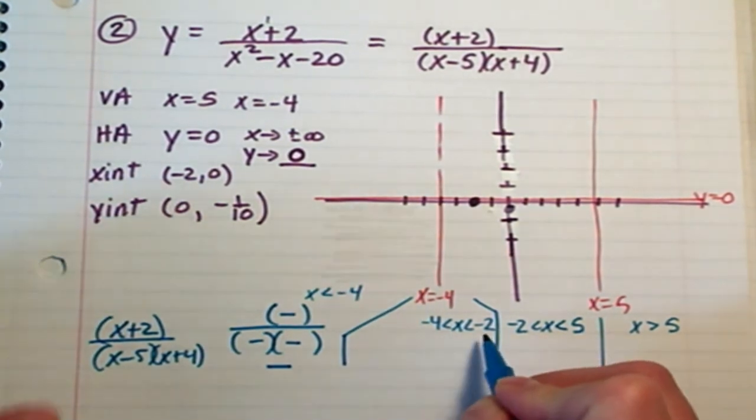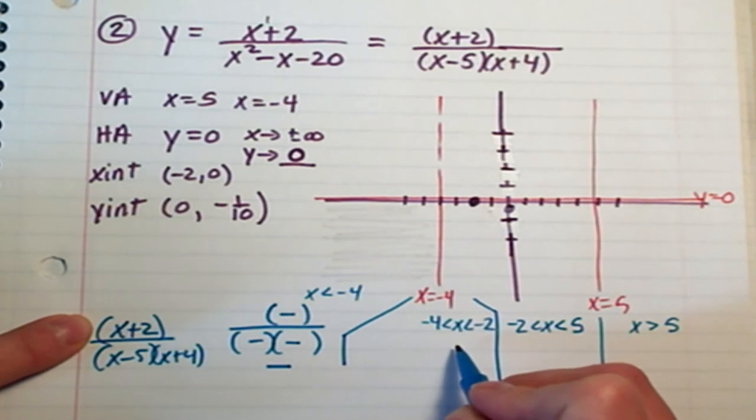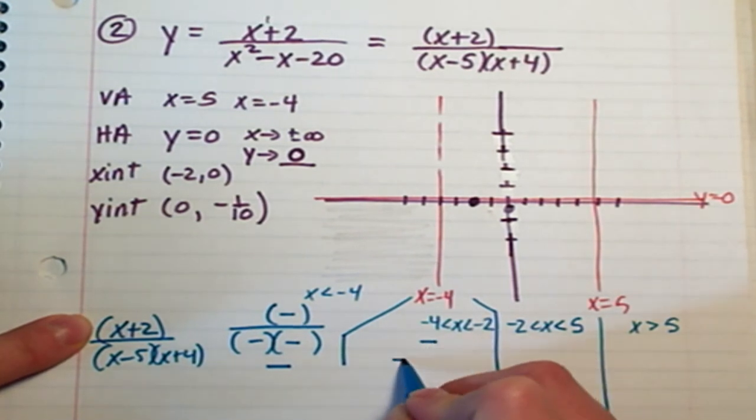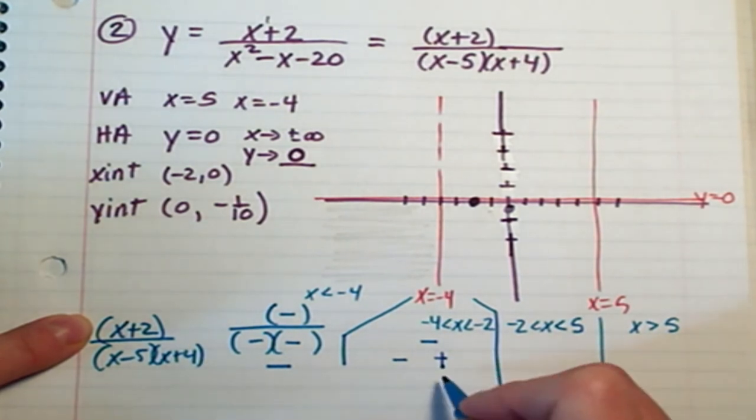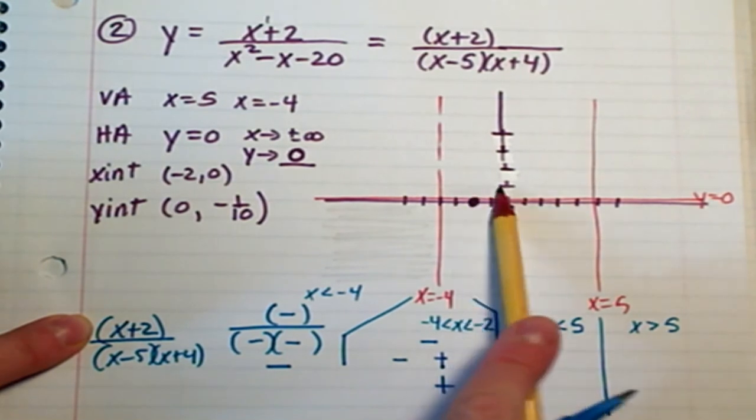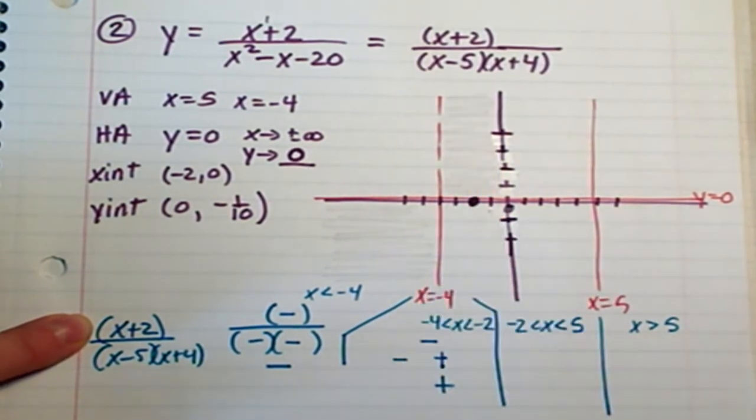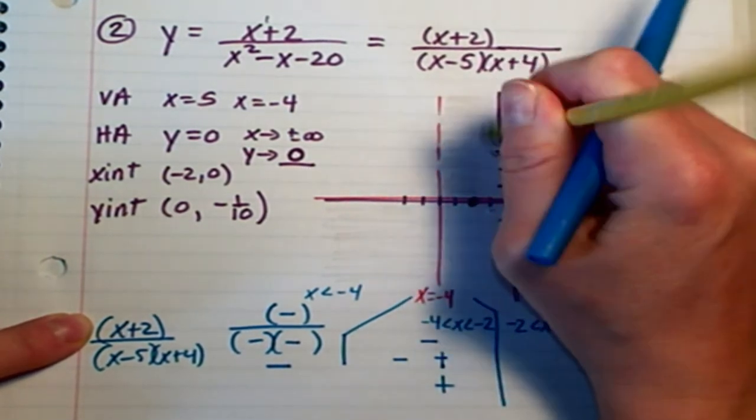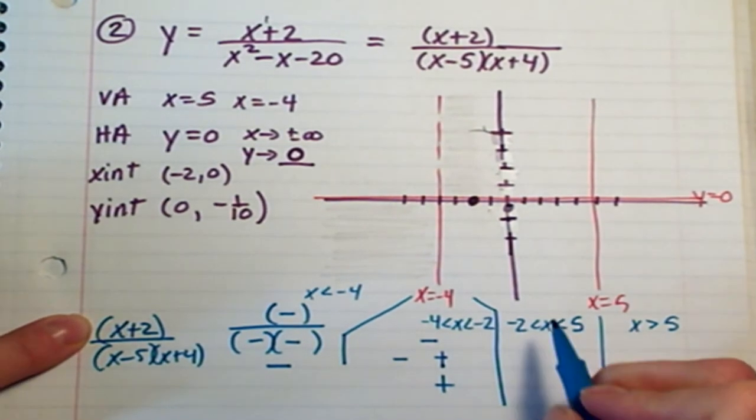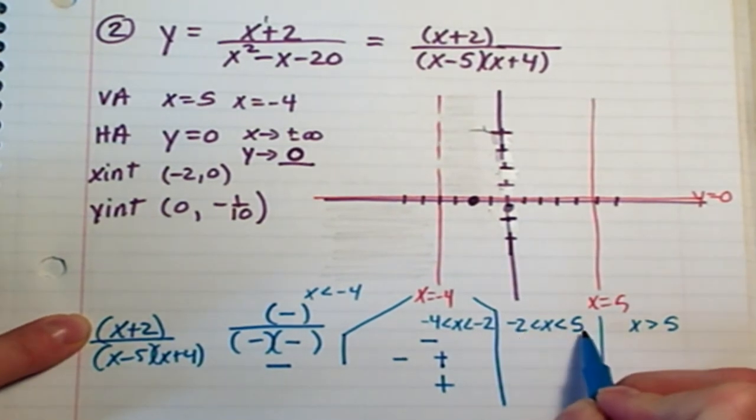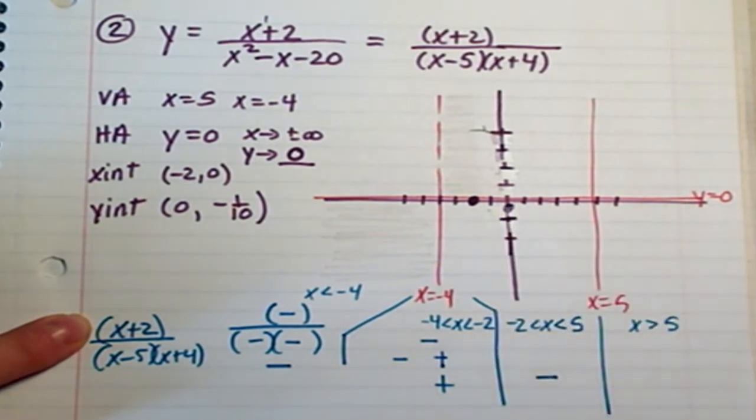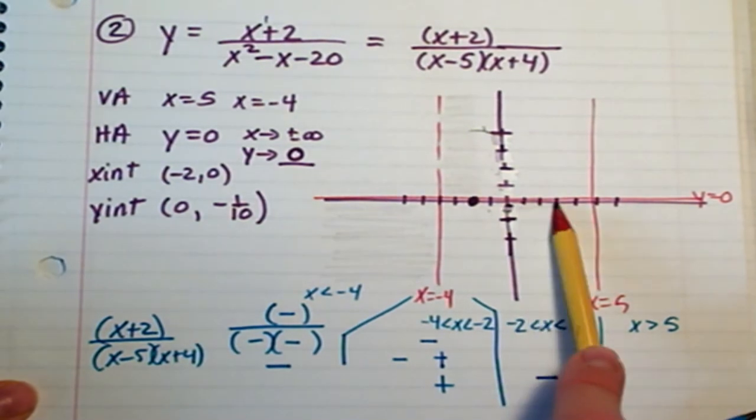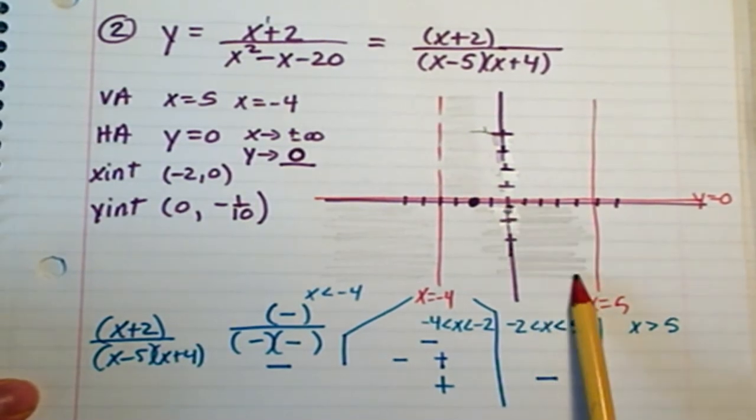Okay. -4 to -2. So let's try like -3. Negative, negative, positive. Okay, two negatives makes a positive. That means that it's going to be up here. Right? Whoop. Shaded a little too much. There it is. Okay. And now let's test between -2 and 5. So let's say like 0, which you've already done, is negative because you already did the y-intercept that's in that section.